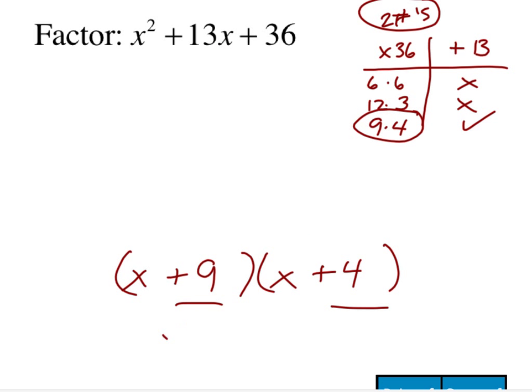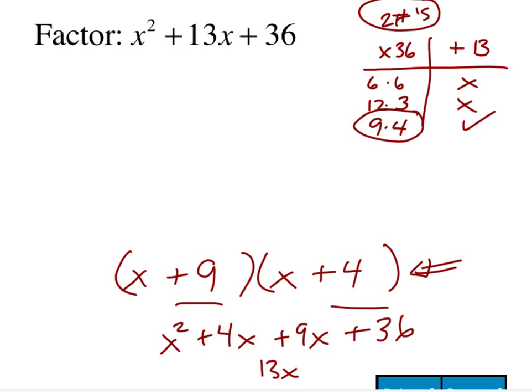So x times x, x squared. x times 4 plus 4x. 9 times x plus 9x. And 9 times 4, 36. Adding the middle two terms, I get 13x. That's what I had at the start. That means that this here is the answer to my question.